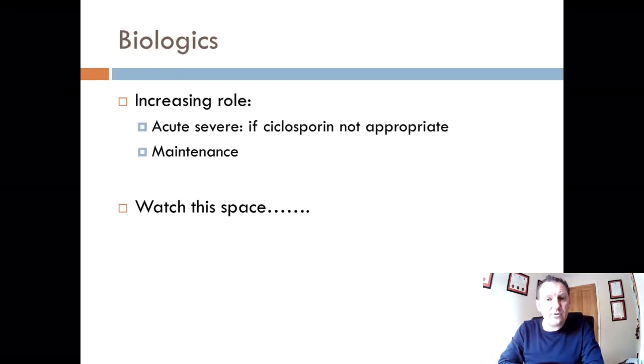We do also have newer drugs as well, so the biologics, and these have got an increasing role, and this is in acute severe colitis if cyclosporin is not appropriate, and there is also a maintenance role for biologics now, and so I think their role is becoming greater, and I suspect it's a little bit of watch this space in terms of it becoming more often.